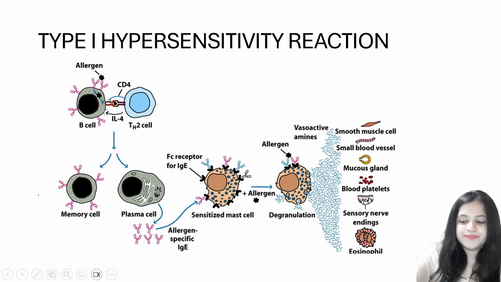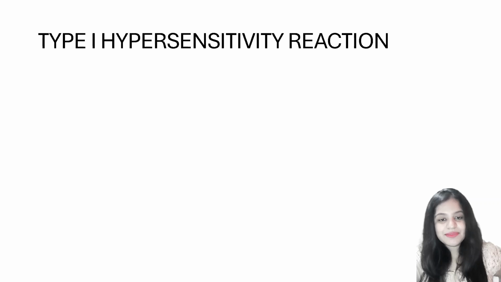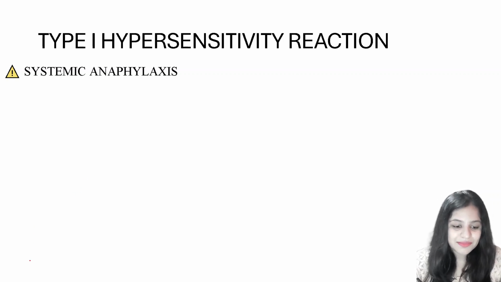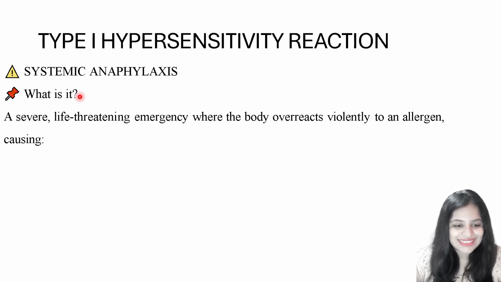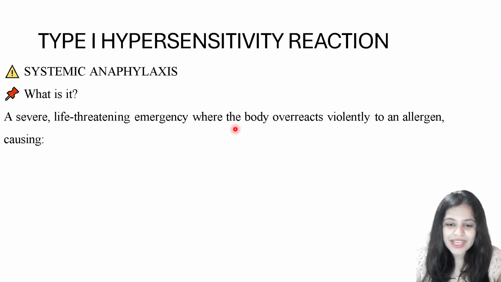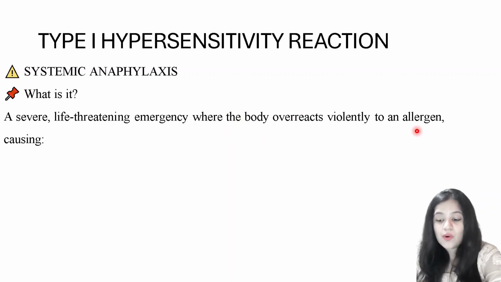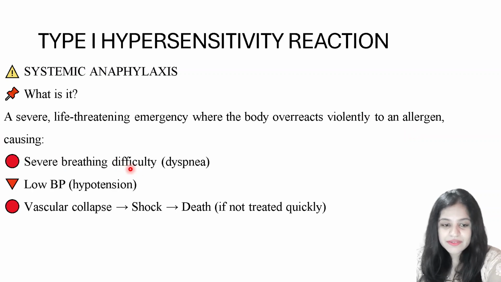Now let's move ahead. Let's see some examples of a type 1 hypersensitivity. First is the systemic example, that is systemic anaphylaxis. What is systemic anaphylaxis? First, let's see the definition. Your systemic anaphylaxis is a severe, life-threatening emergency where the body overreacts violently to an allergen, causing breathing difficulty, that is dyspnea, low BP, vascular collapse, shock, which can lead to death if not treated quickly.